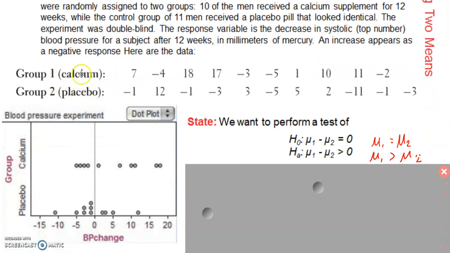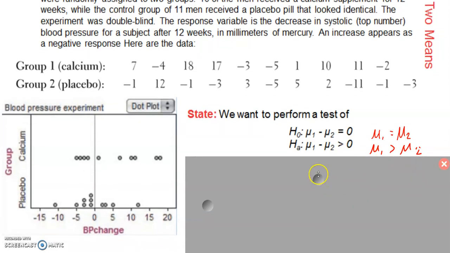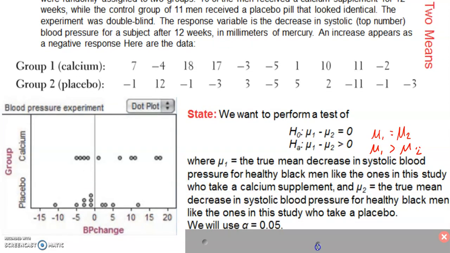So I've got the alternative that this group will have an average that is bigger than this group. You could write it that way, or you can write it that way. Then also in the state step, we need to define those two parameters. So I need to talk about what those two mean. What does mu1 mean? What does mu2 mean?